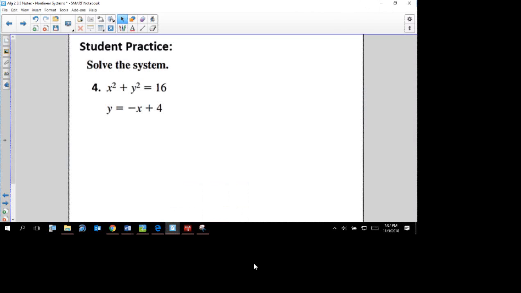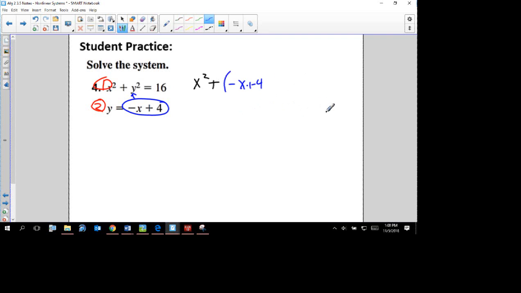Okay, so we look at this and it says solve the system. And most of you did substitution because it's already set up as y equals. So you put in what y equals into the original equation, equation number 1. So we have x squared plus, and then what y equals is negative x plus 4, but then that is squared, equals 16.